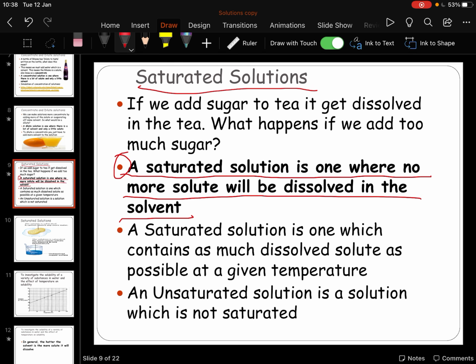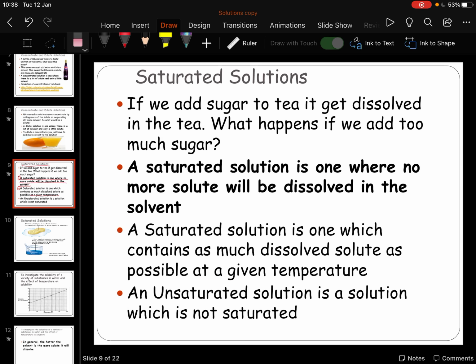Now, the second point I want you to take down: a saturated solution is one which contains as much dissolved solute as possible at a given temperature. Key, at a given temperature, okay? So a saturated solution is one which contains as much dissolved solute as possible at a given temperature. And that's very, very important to say, okay? So that's all I want you to take down there.